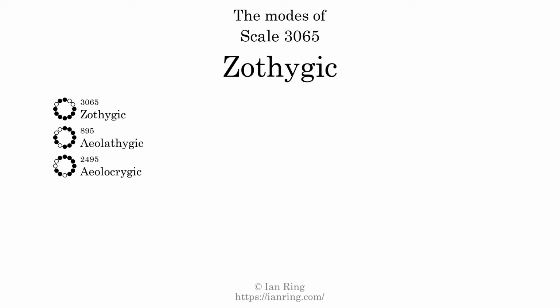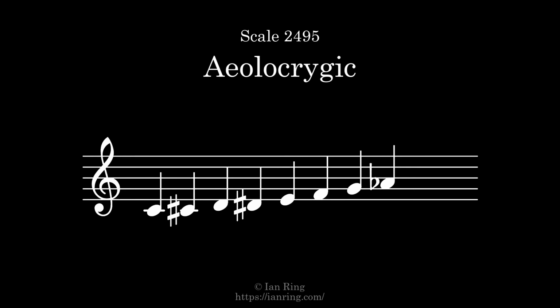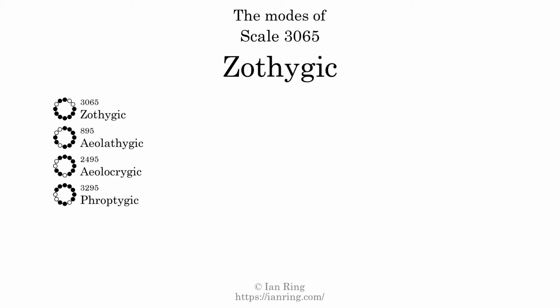The third mode is scale 2495, also known as Gyptergic. It sounds like this. The fourth mode is scale 3295, also known as Zothygic. It sounds like this.